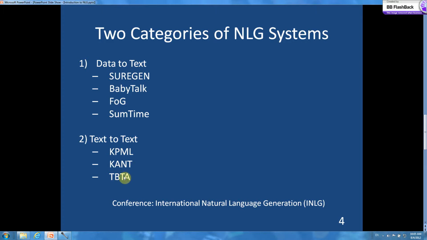That's the natural language generator we'll be working with in this class, and the subsequent videos will describe TBTA very thoroughly. All of these take semantic representations which are manually developed, and then they produce text in multiple languages that convey the same meaning as the semantic representations.